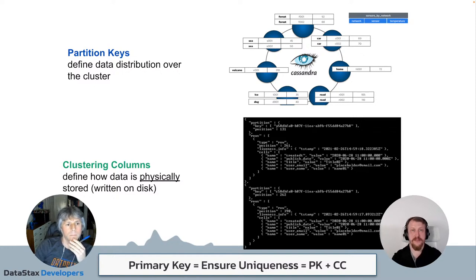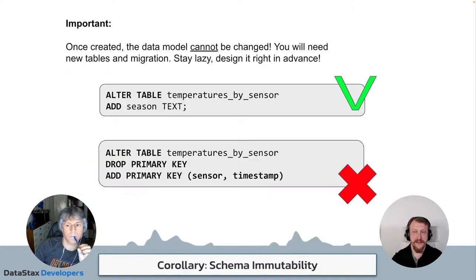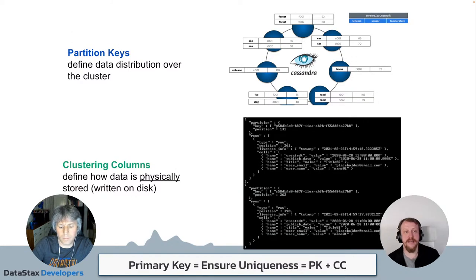What that means for us and why I am saying that is highly important to understand. The long story short, once created, data model cannot be changed. You will need to create a new table and migrate the data. In relational databases, you can do things like change primary key and it will work. In Cassandra, it will not work. Why? Take a look again at this slide. What will happen if you change a partition key?